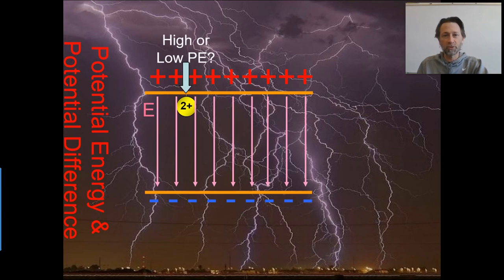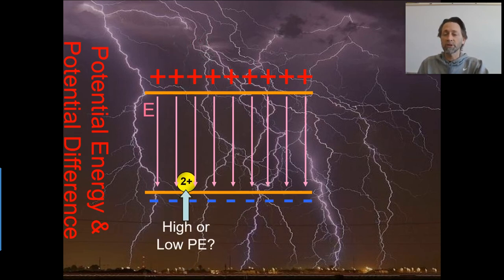Here we go. I have a +2 charge. Does this have a high or a low potential energy? And the answer is it does not want to be next to the positive plate, which means it has a high potential energy. So as soon as we let go of that +2 charge, what's it going to do? It's going to float down to the negative plate, in which case it will have a low potential energy, right?